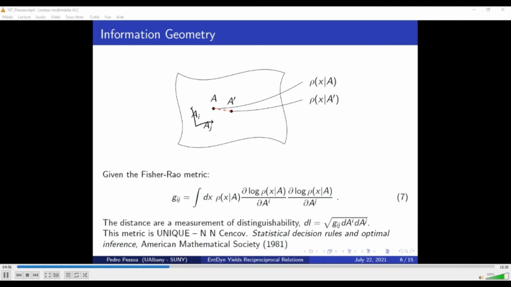metric are a measure of distinguishability between probability distributions. It's important to know that this geometric structure is unique. It exists no matter if you want it or not. The work of Chentsov proves that this is the only metric tensor that is in accordance with the grouping property of probability distributions.